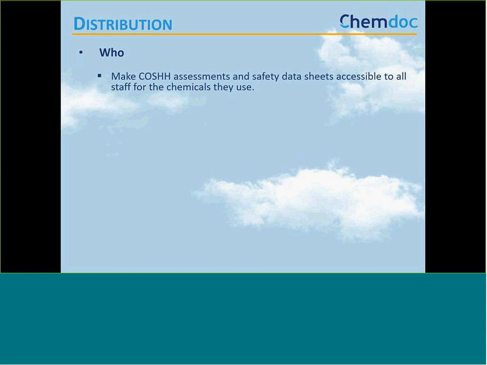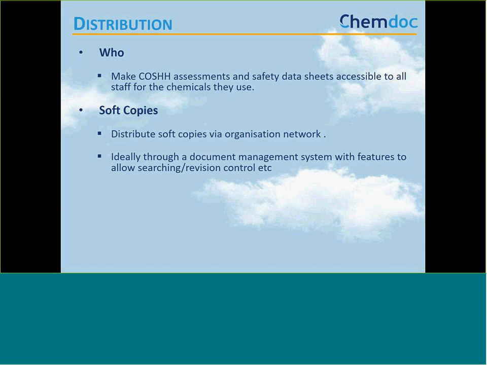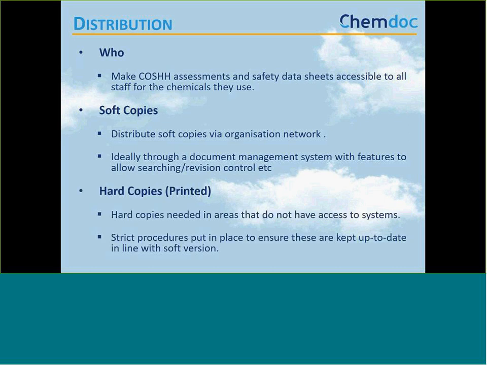So you must make your COSHH assessments and your safety data sheets accessible to all staff that use the chemicals. Send them via soft copies. So if you have some kind of document management system that you use within the organisation that ideally would allow for searching and revision control, etc., that's the ideal way. But even if you don't have that, even if you have them in a folder that everyone has access to and where they know where they are.